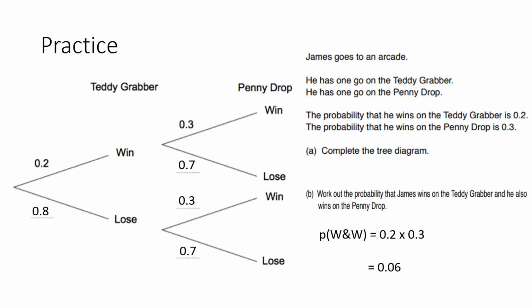So next question was, what is the chance that you win on the teddy grabber and he also wins on the penny drop? Well, in that case, win and win will be going across the top branch and then the top branch. So we've got 0.2 and 0.3, and we know as we move across those branches, we multiply. So we're going to have 0.2 multiplied by 0.3. You've only got a 0.06 chance of winning. If they give you decimals in the question, you use decimals as your answer.